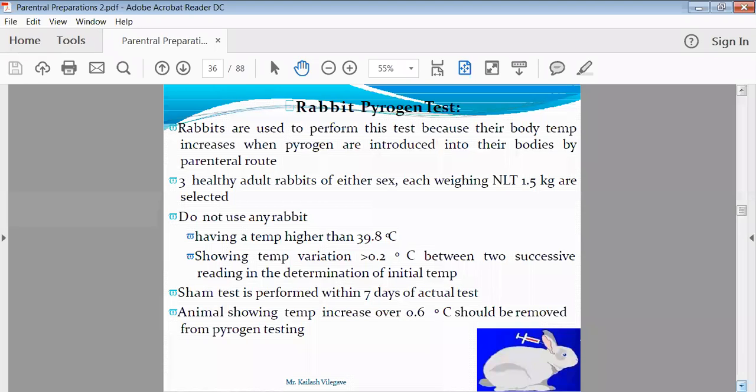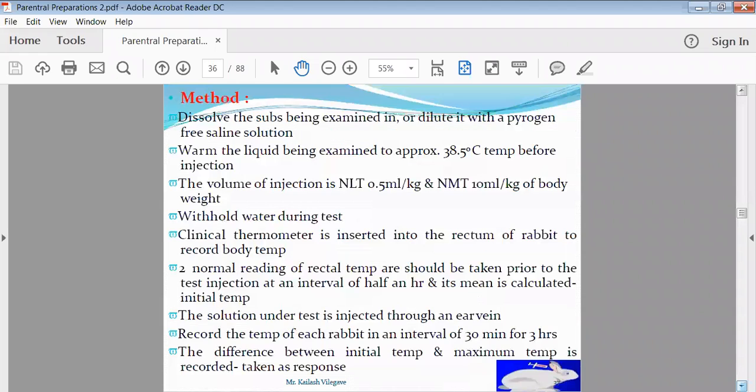Here, the animals are used for test purposes, and we have to check the increase in the temperature of the animals. In the method, whatever preparation we have prepared for checking, we have to dilute with water if required. And whatever diluent or solvent we are using should be free from pyrogen, as well as the other equipment we are using.